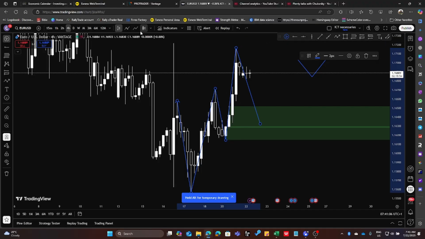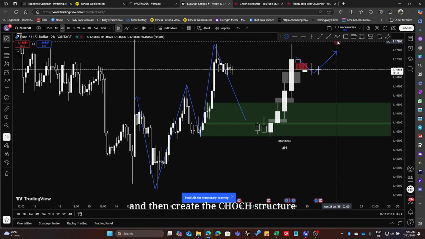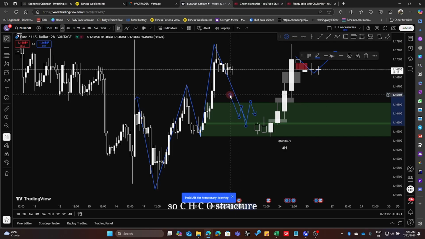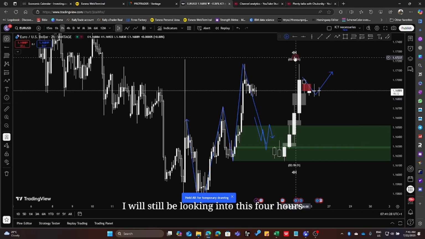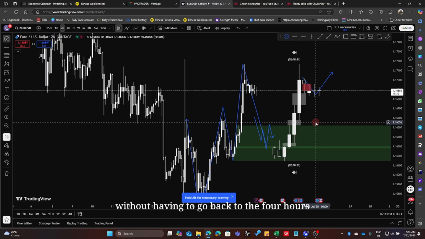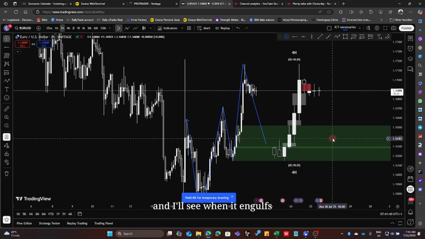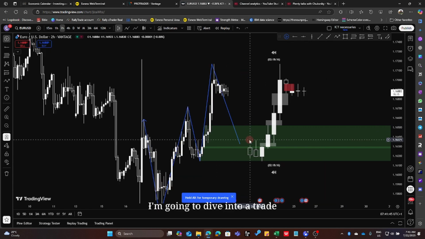That's the first move. But if I'm not looking at the 4 hours, and let's say I'm looking at it on the 2 hours, I want to see price come in here and then create the CHoCH structure, change of character structure. At the same time, I will still be looking at this 4 hours without having to go back to the 4 hours. That's why this indicator is here. I'll see when it engulfs. Once I spot that engulfment and I still have my CHoCH alongside, I'm going to dive into a trade.